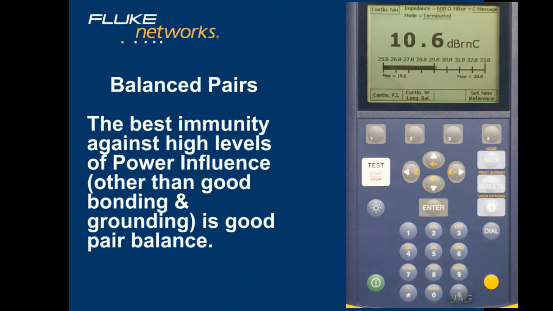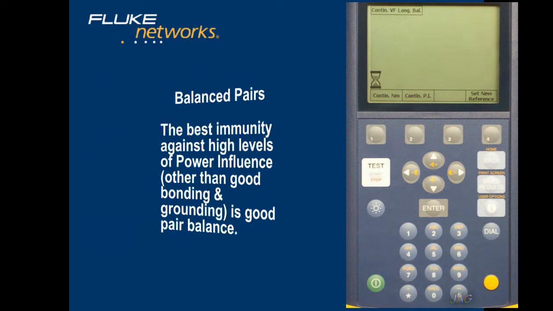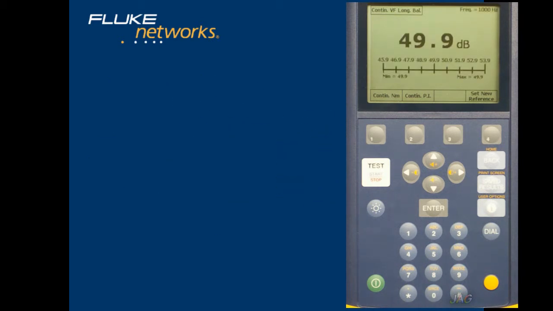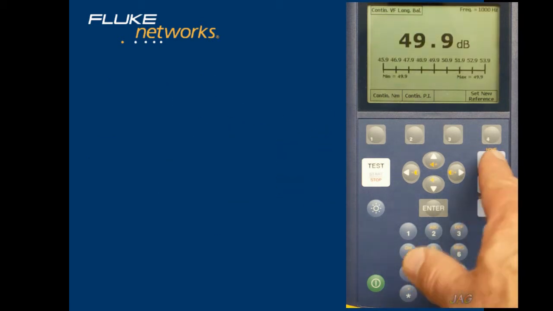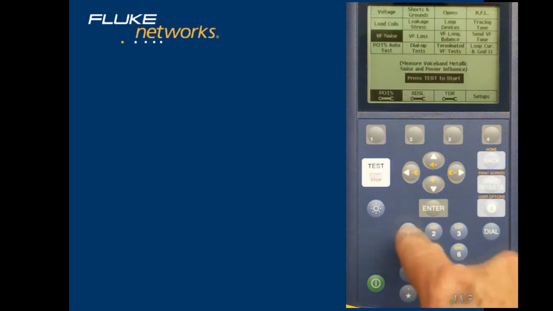So you can see I have taken care of a noise problem by just making sure that the pair is balanced. Okay, I'm going to put the fault back on the tip side again, and you can see our noise goes back up. What is happening is that high power influence noise is actually translating into metallic noise due to the unbalance that was on the pair. I can also measure the continuous longitudinal balance, and you can see it's around 49.9. Okay, I'm going to back out now. I'm going to rerun the test.